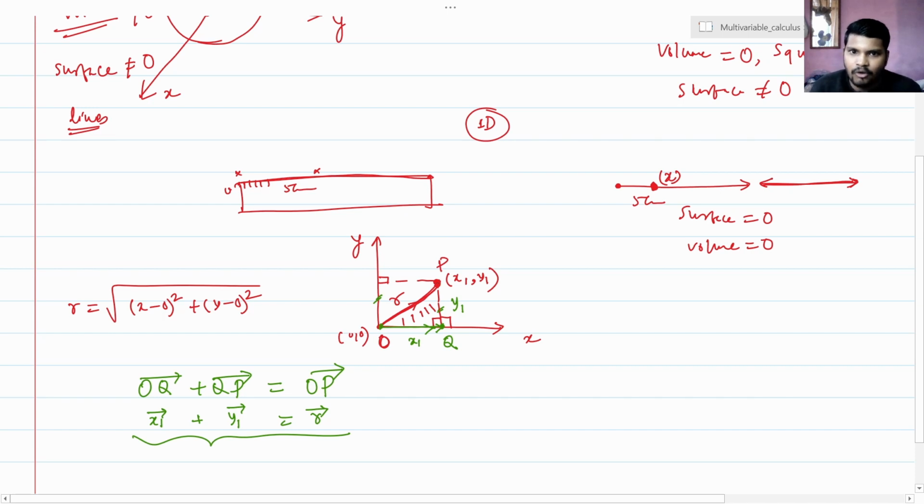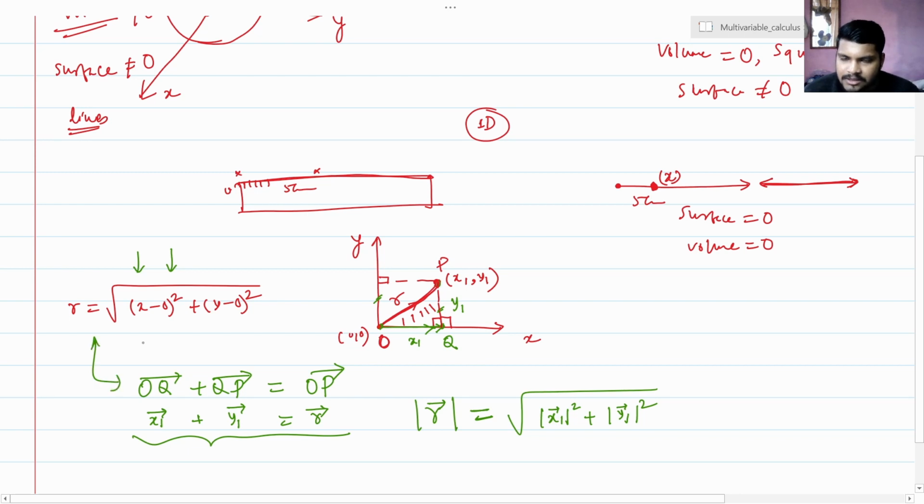So this is the vector quantity of this point because we are talking about a 2D plane. And in order to find the magnitude, what we can call the distance or position, the magnitude of the position vector is the square root of x1 magnitude square plus y1 magnitude square. Or in terms of the coordinates, you can write mathematically the square root of x minus 0 whole square plus y minus 0 whole square. So these two definitions, whether you think in terms of vector or in terms of coordinate geometry, are basically equivalent.